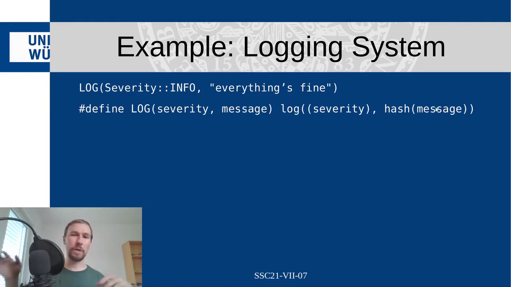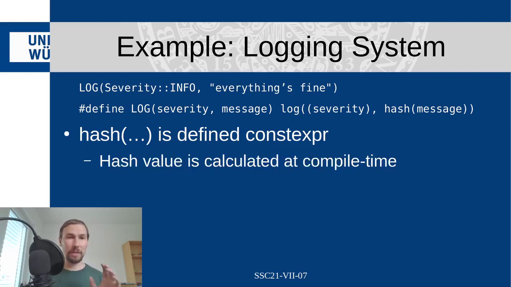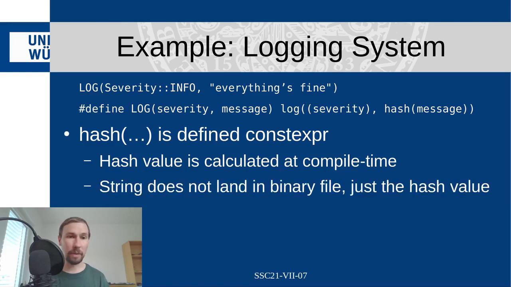So it just creates a hash value out from the string here. And the clue here is that the hash function is defined to being a const expression. That means the hash value is already calculated at the compile time, and consequently the string does not land in the binary file if we don't use it in another place. In this case, we just save the hash value, which is much shorter than usually a string.